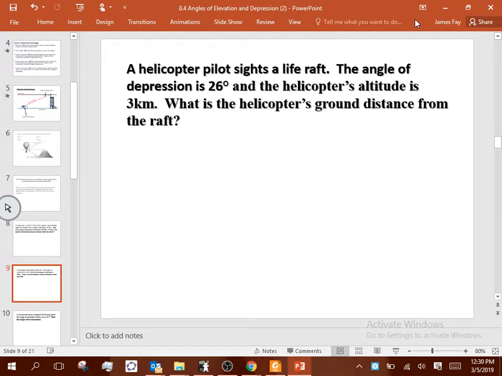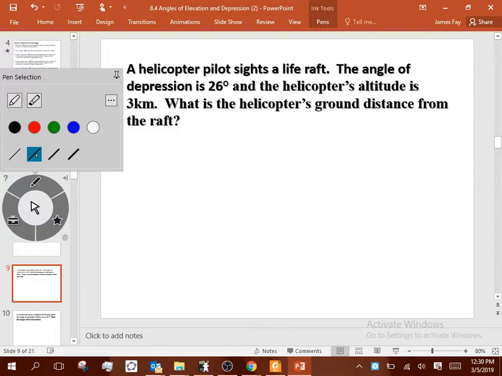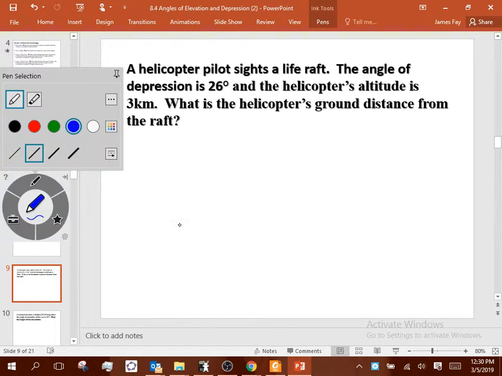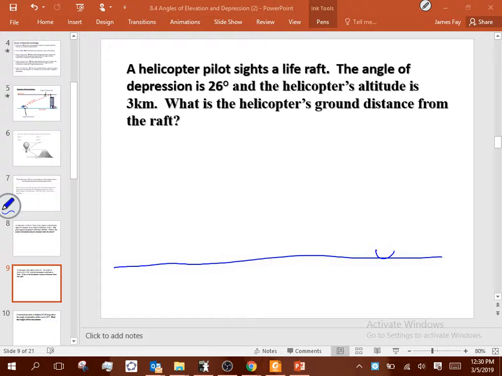So it says a helicopter pilot sights a life raft. The angle of depression is 26 degrees. Helicopter's altitude is 3 kilometers. What's the helicopter's ground distance from the raft? All right. So situation, helicopter, life raft. Where's the helicopter at? In the air. Life raft would be on the ground. Okay, probably in the water though, right? And that's, I mean, water and ground. We're going to say they're synonymous here. They're flat surfaces. Okay. So there's my life raft.